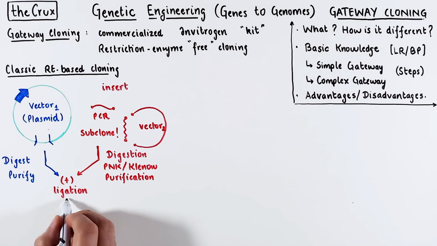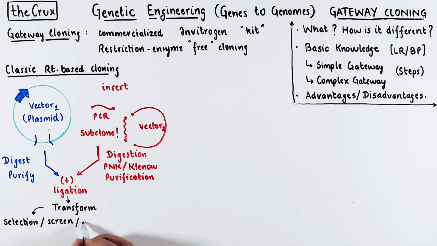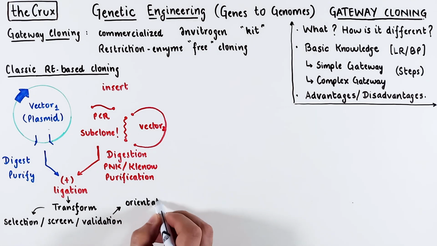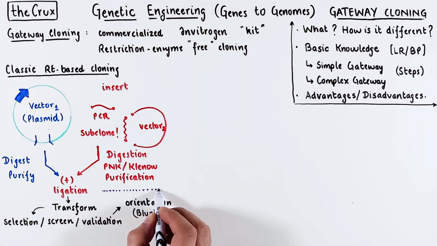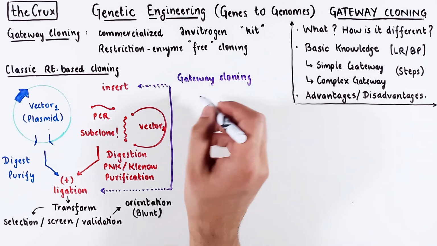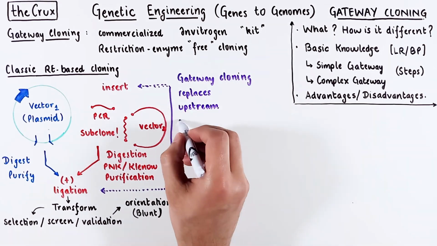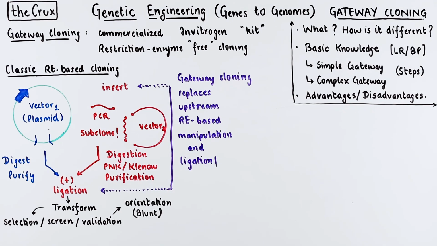This ligation gets transformed, selected, screened, and eventually validated, possibly for orientation if you do blunt cloning. I have a separate video that discusses these things in much more detail. These steps from start to the ligation are labor-intensive. Gateway cloning replaces all these upstream manipulations and ligation steps in one super quick reaction. So what is happening in this?